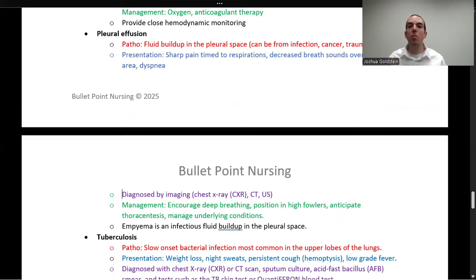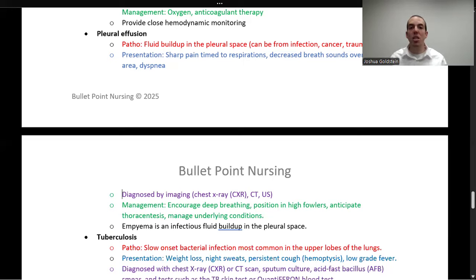This is a fluid buildup in the pleural space. So we already talked about that pleural space a whole bunch, but let's talk about it one more time. This is where fluid builds up. It could be fluid from an infection. It could be cancer. It could be from trauma, from blood, different things. The presentation, again, is sharp pain when they breathe in, and they could have decreased breath sounds over that area because there's no air movement in that area. There's just fluid sitting there. And obviously, they could have respiratory distress and dyspnea.